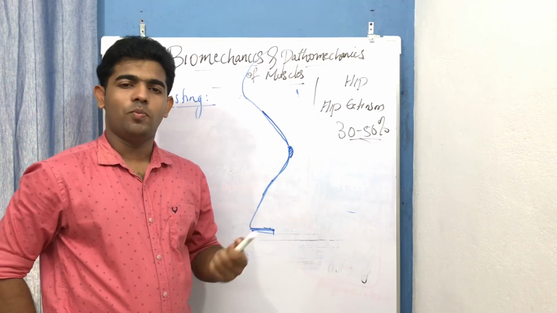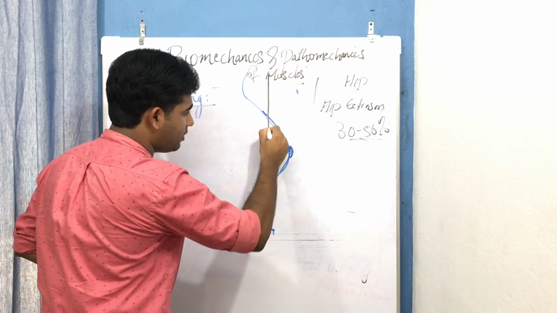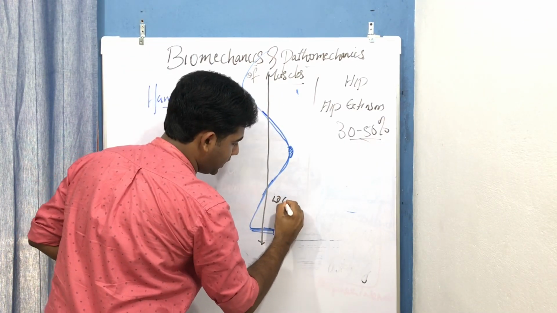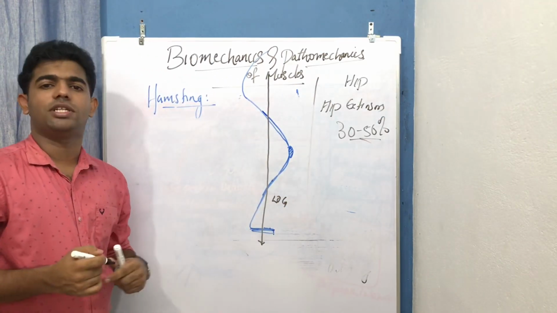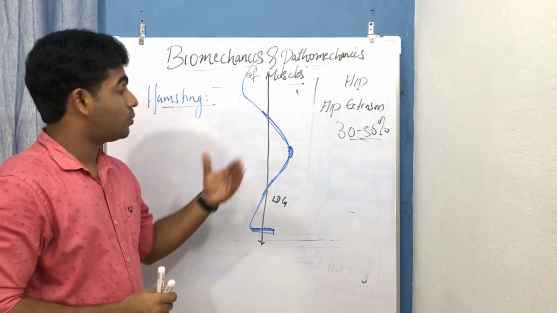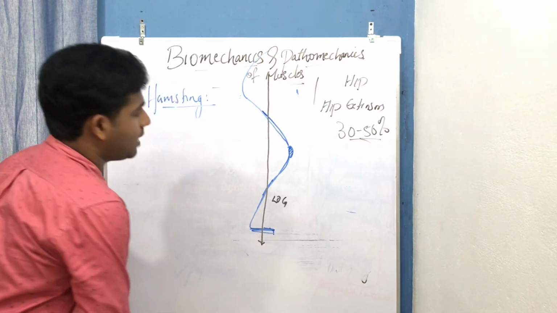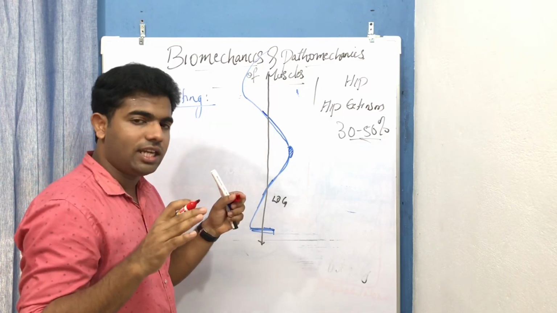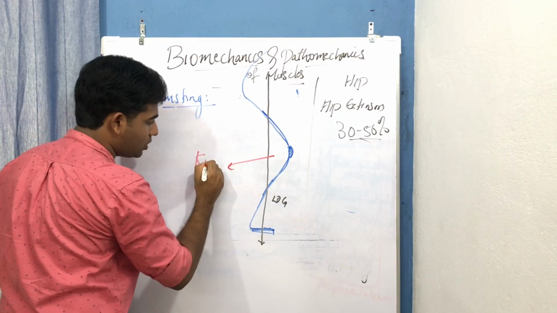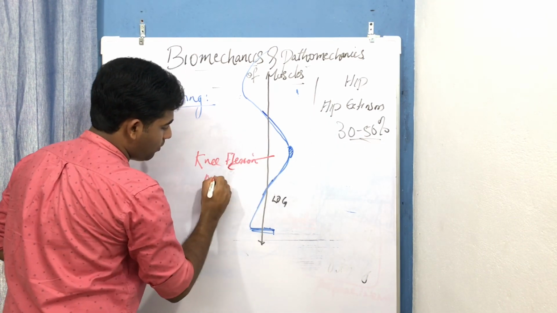Now, when the person is in this particular position, you know that the gravitational force vector or line of gravity passes posterior to the knee joint. Usually it is passing slightly anterior to the knee joint, which is providing a knee extension moment. But here you see that in a semi-flexed position, the line of gravity moves posteriorly and produces a knee flexion moment.